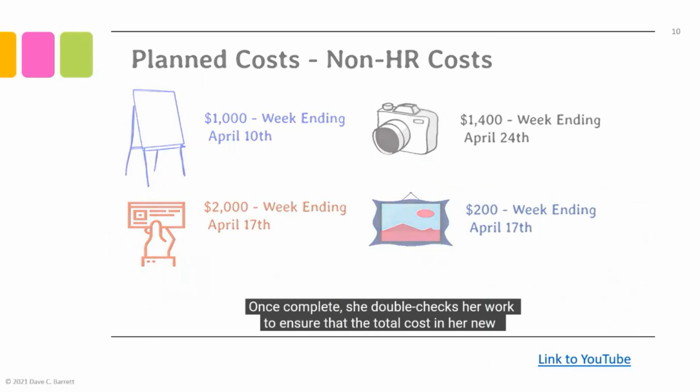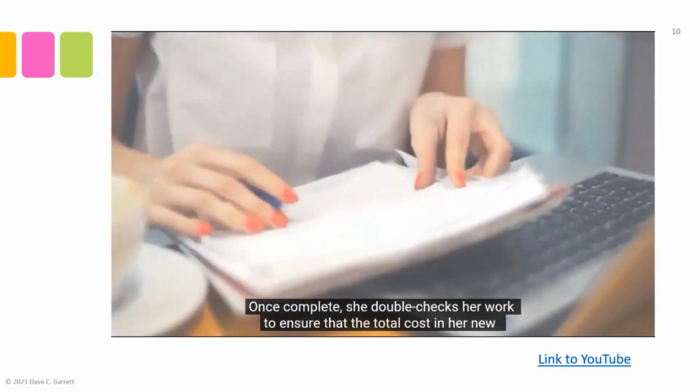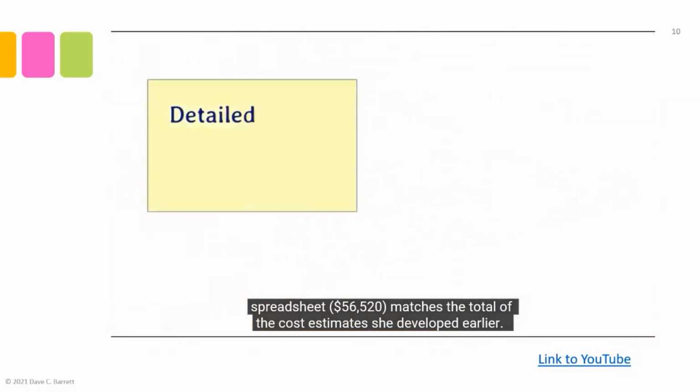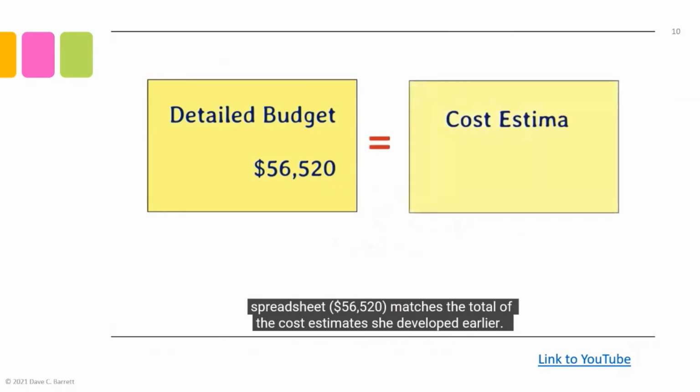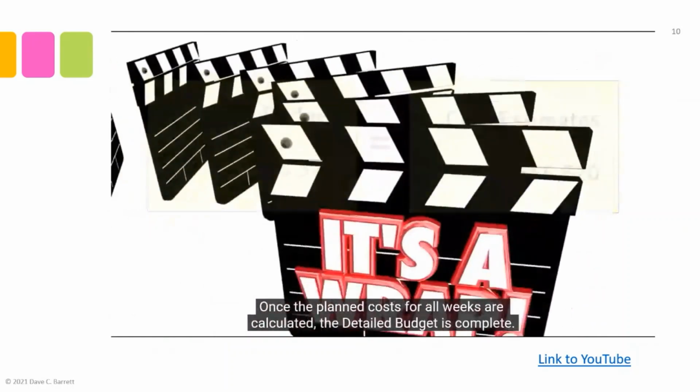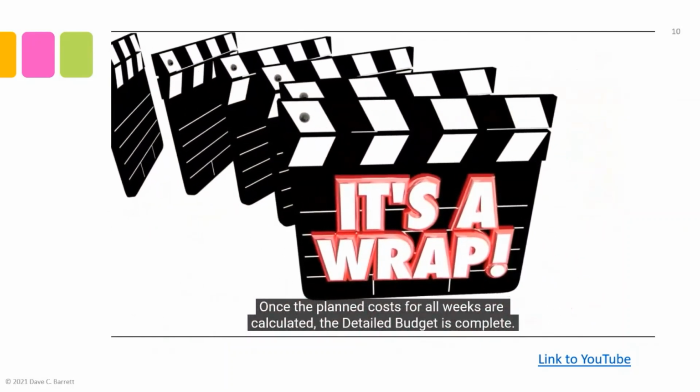Once complete, she double-checks her work to ensure that the total cost in her new spreadsheet, $56,520, matches the total of the cost estimates she developed earlier. Once the planned costs for all weeks are calculated, the detailed budget is complete.